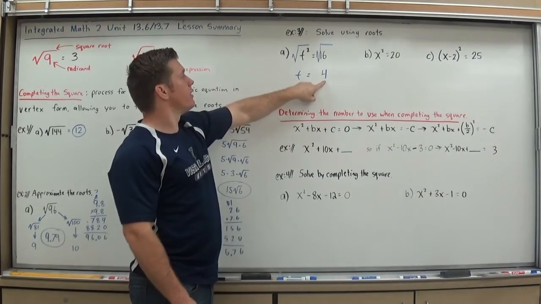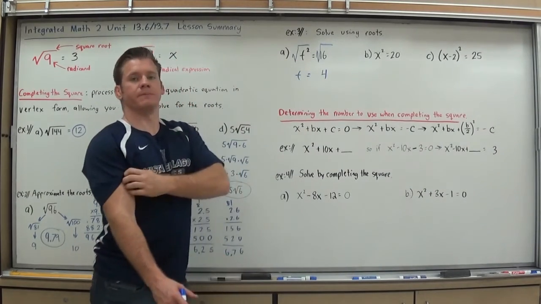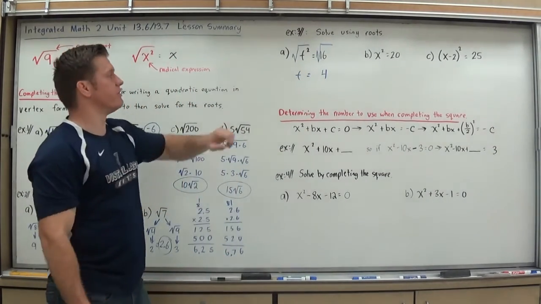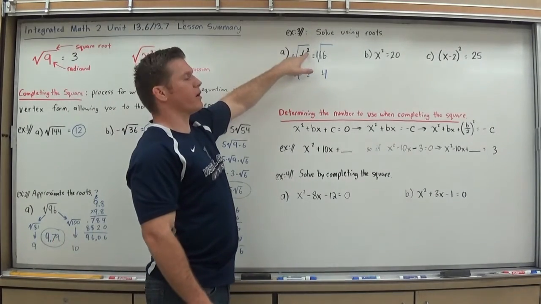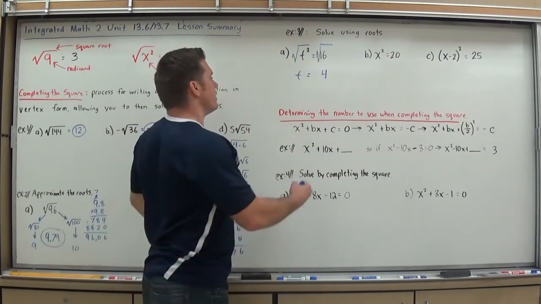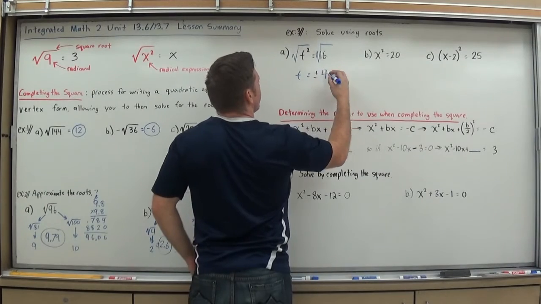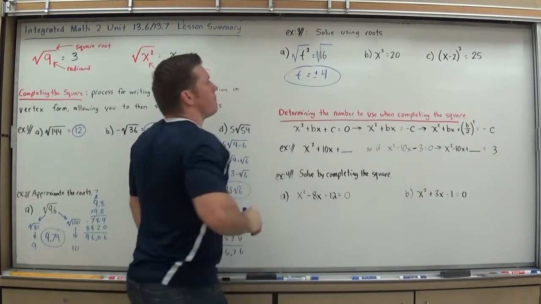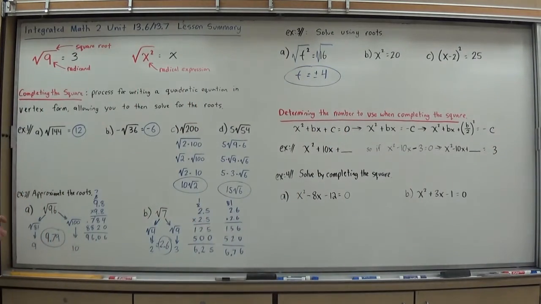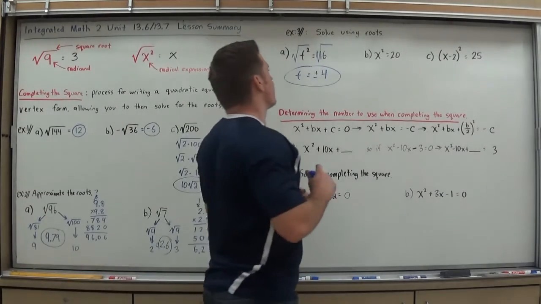T is 4 is correct. Let's plug it back in. 4 squared is 16. But if t was negative 4, squared, it changes to a positive, also 16. So we end up missing one of the answers if we don't do a positive and negative when we square root. But it's really only required if you do a square root in equations. When you do it in an equation, it's required.